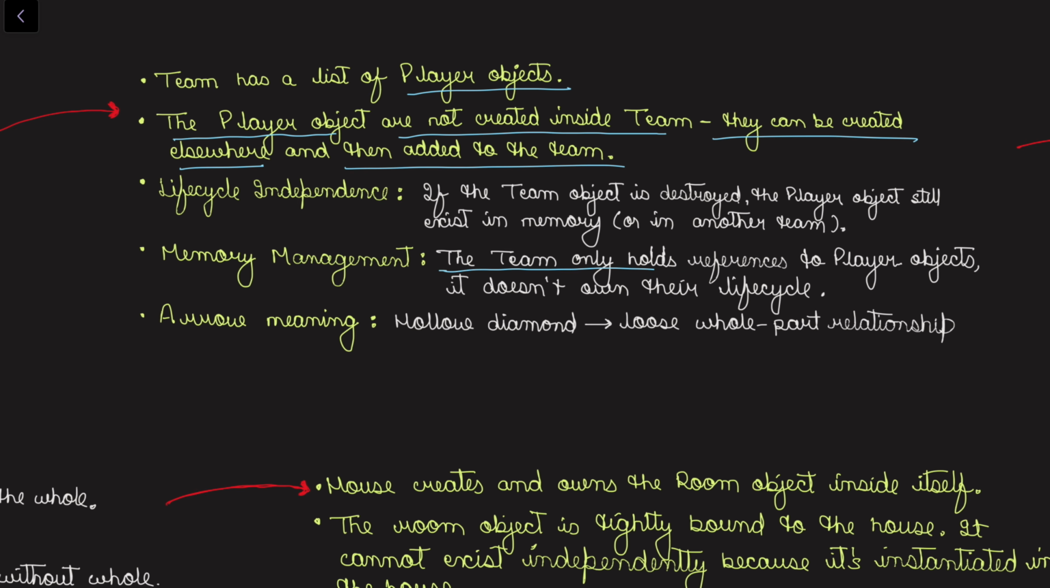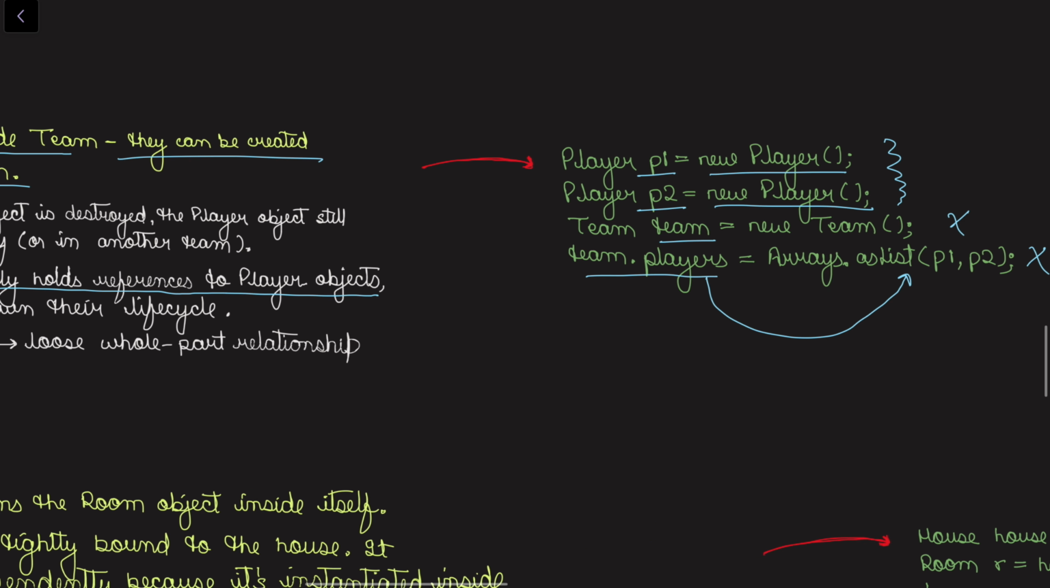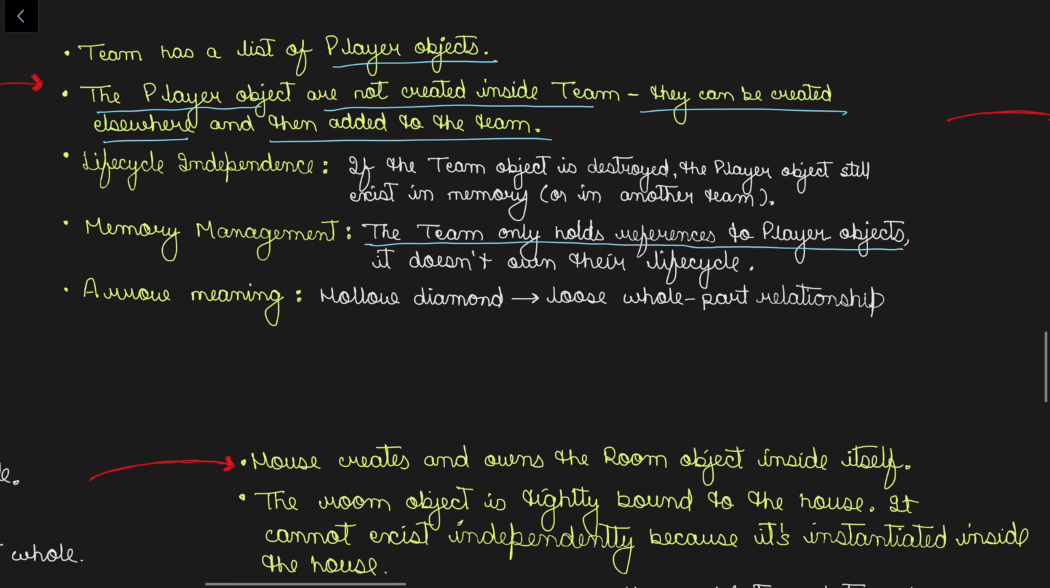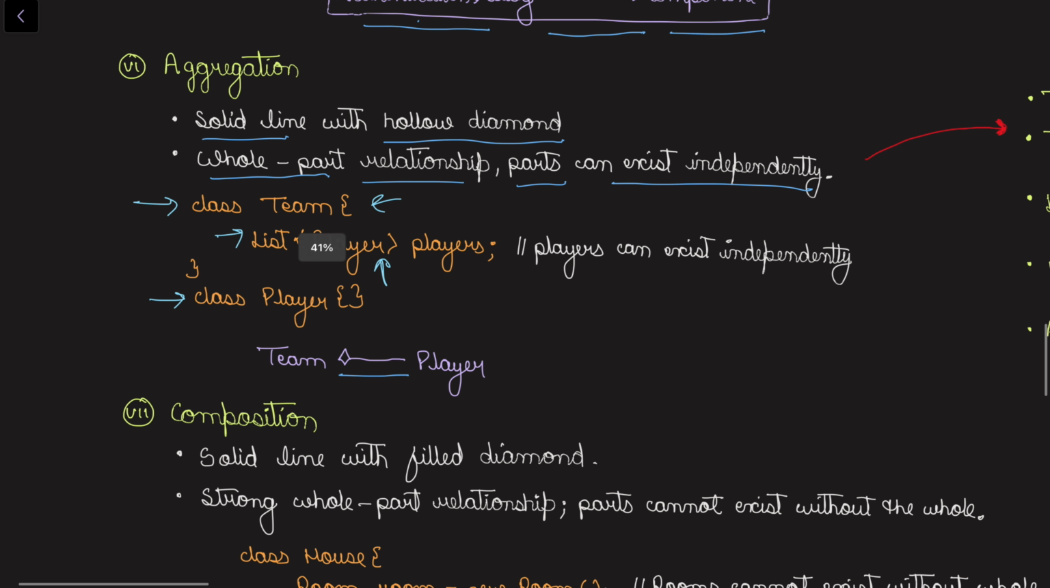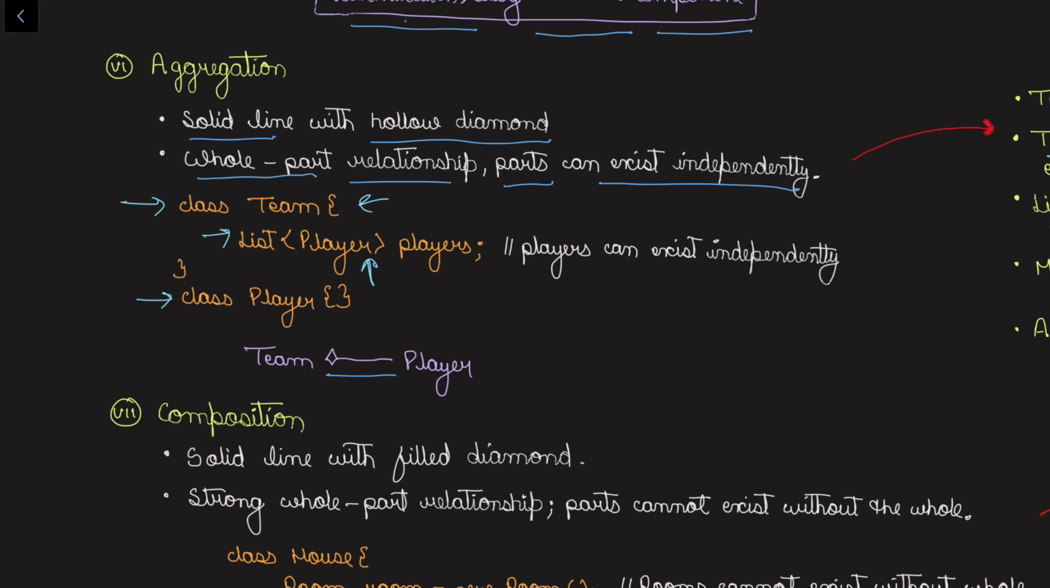So the team only holds references to player objects, but not the actual objects. It doesn't own their life cycle. Hollow diamond means a loose whole-part relationship, a loose relationship. So aggregation means you cannot control their life cycle.